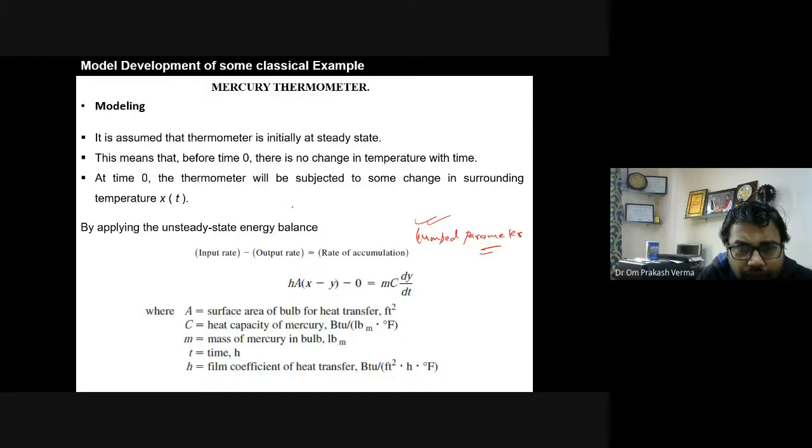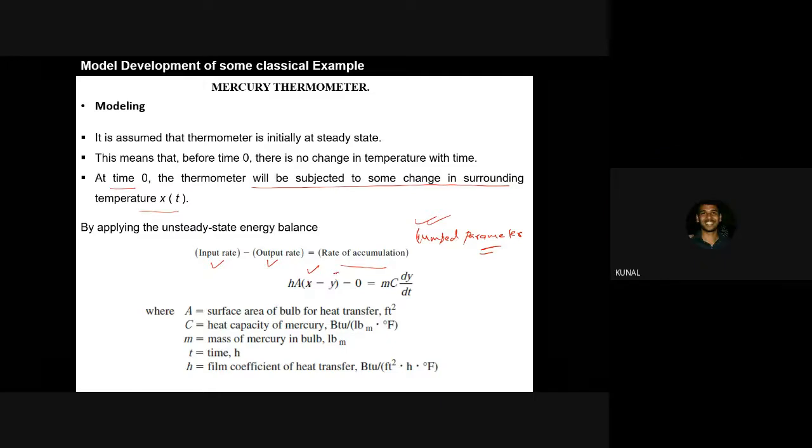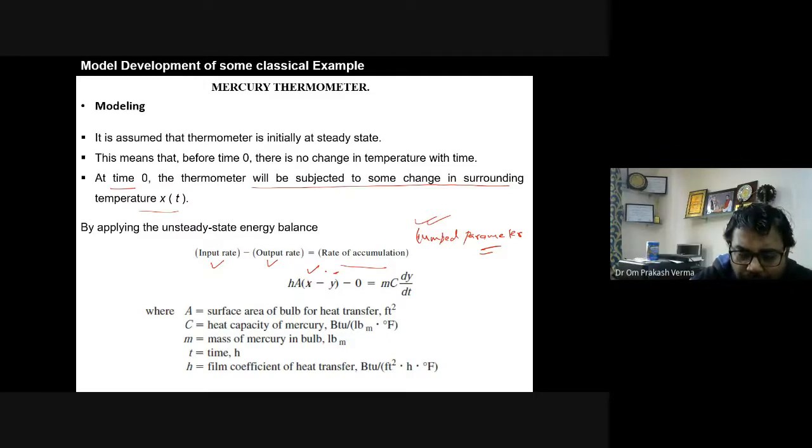Okay, so how is the model going to be developed? It's nothing new, you know: input rate minus output rate is equal to rate of accumulation. At time 0 the thermometer will be subjected to some change in the surrounding temperature x(t). हमने क्या किया, t equal to 0 पे thermometer को डाल दिया at some point. Now from the surrounding, temperature is going to transfer into the thermometer, that is, into the mercury. So we have taken x minus y, and since you have to make the energy balance, we have multiplied by the enthalpy coefficient with the area. Okay, so h into A into (x minus y), right? So what are x and y? What is x and y?